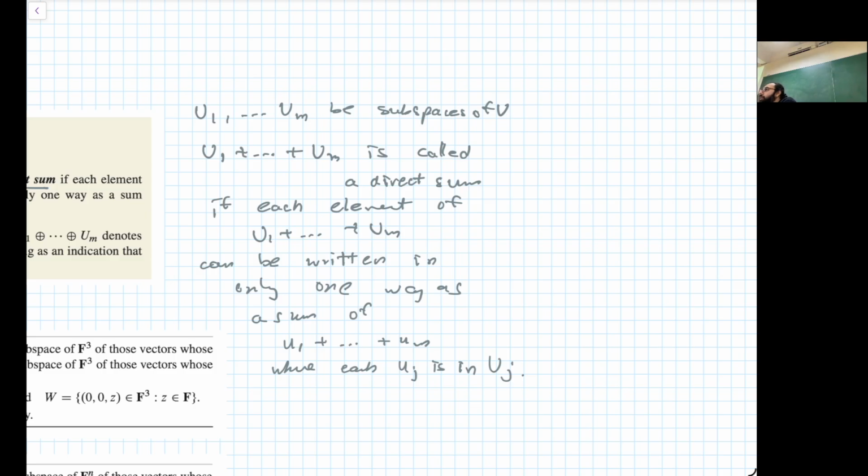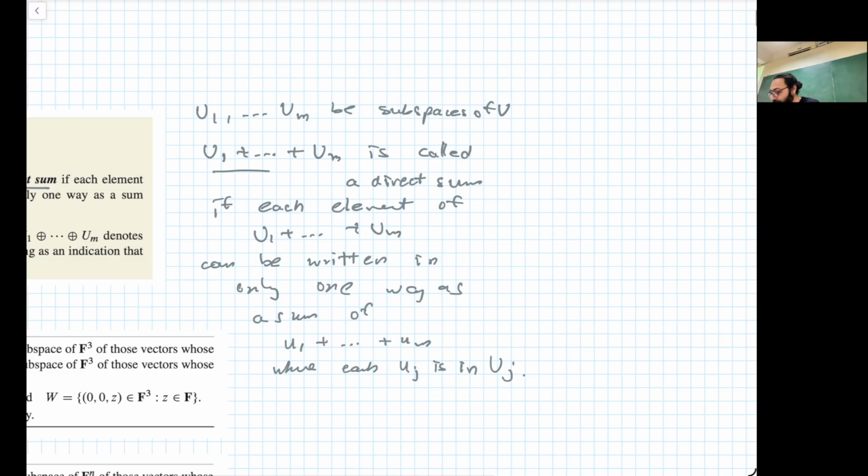Yeah, exactly. So the sum is defined exactly the same. But to be a direct sum, like you said, it has to be unique. That is the main thing. So it can be written only in one way. Is the statement clear?